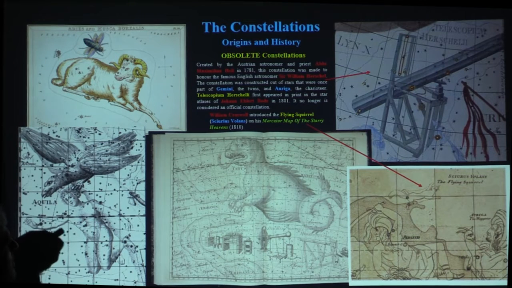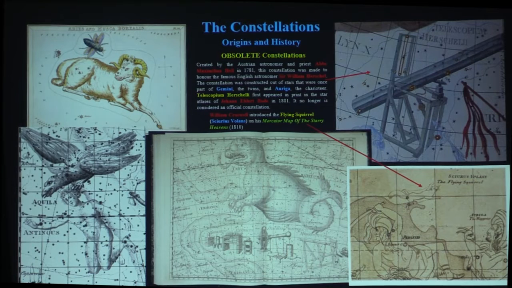Maximilian Hell made this constellation to honour William Herschel's telescope. And there's his telescope. I believe it is still in the William Herschel Museum in Bath in England, which I visited. The telescope is there. It was the original telescope. But that didn't catch on anyway.